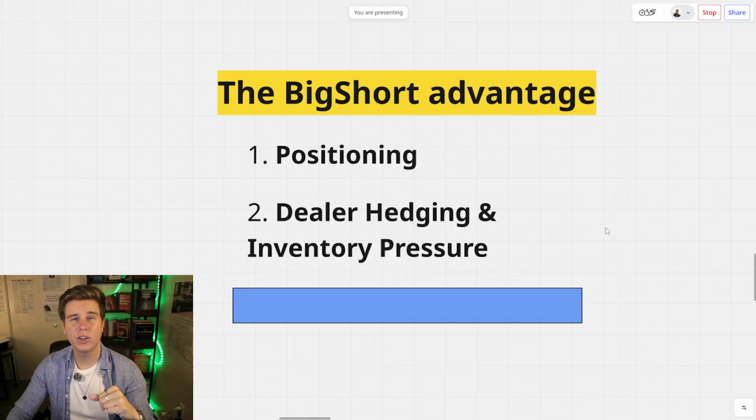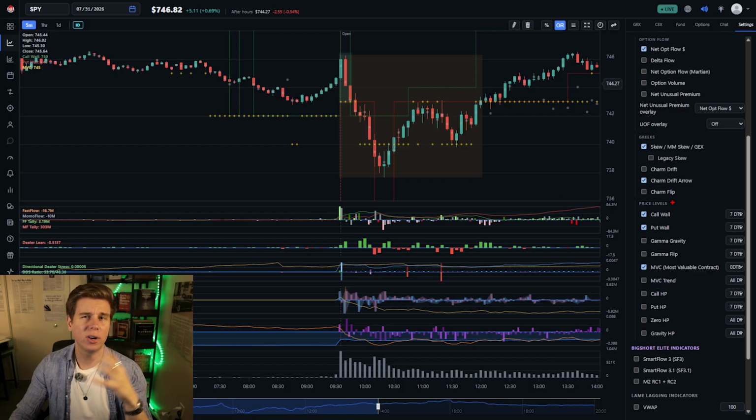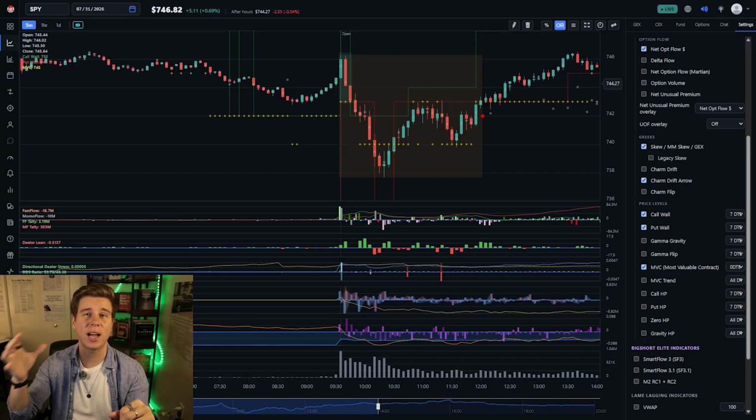Second is dealer hedging and inventory pressure. Now, there are more and more different GEX platforms popping up left and right, because a lot of them can just use the Unusual Whales API, which a lot of them do. But BigShort pulls our data live and processes all of that data ourselves. So you can actually get live GEX data all throughout the day. Plus, BigShort also looks at dealer hedging not just in options, but also in common stock. Most platforms only show the option side, completely ignoring the hedging that actually happens in the stock.